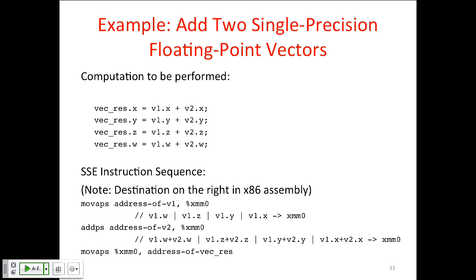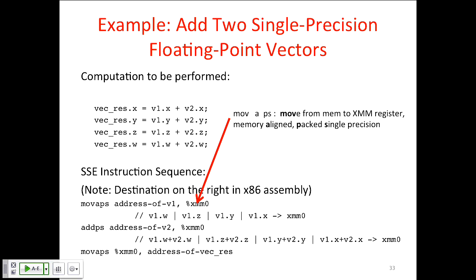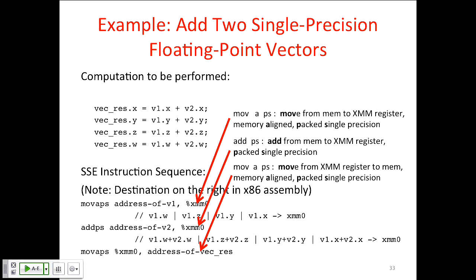And finally, you can store the result, move aligned packed single. It's the same opcode, but now the operands are reversed. I'm now reading from XMM0 and writing to memory at the address given in the register there. Okay, I realize there's a lot to take in. This is understanding x86 assembly code and SIMD at the same time. But in the sections, in the labs, we'll go through this in more detail, right? But anyway, in those 3 instructions, I did 4 single precision adds to and from memory. Loaded from memory, did 4 single precision adds and stored back to memory, right? Just explaining it more.